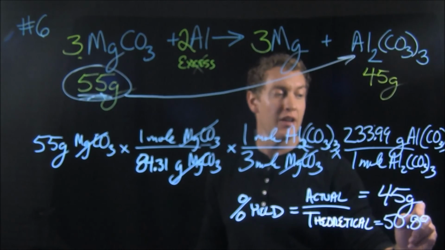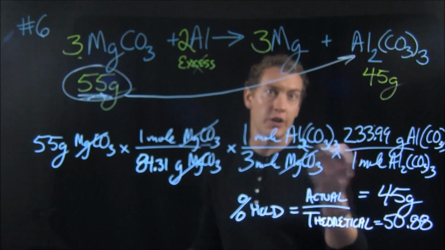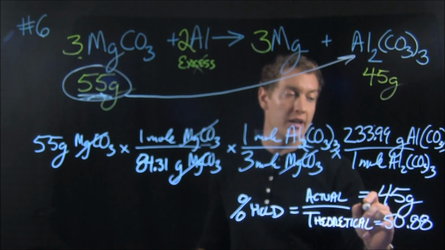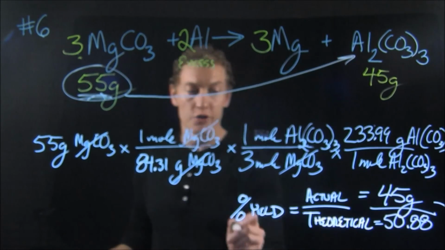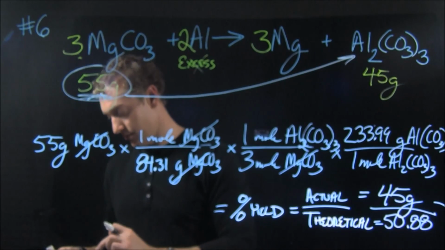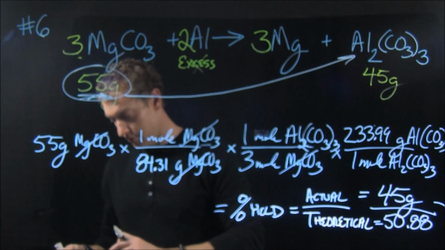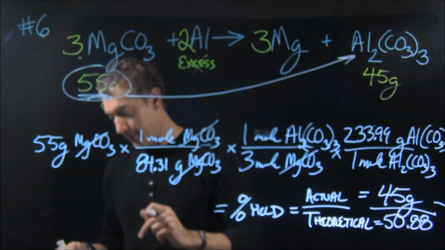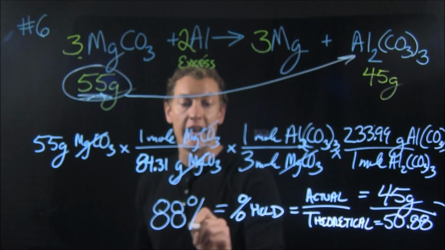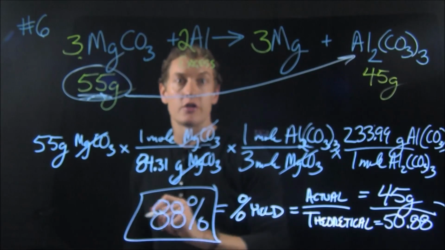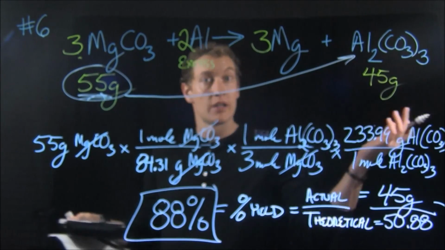Now you can keep that, or you can round it to 2 significant figures. Here with the dividing, it doesn't really matter. So we get that our percent yield comes out to be 88. Now we're going to round it to 2 significant figures, 88%. So that is our percent yield. And that's how you do it.